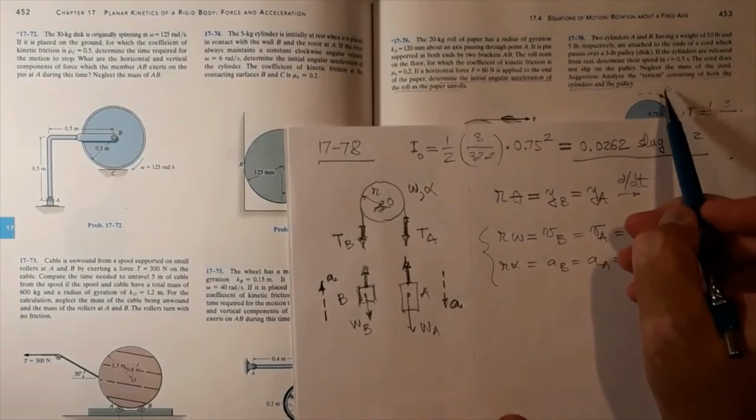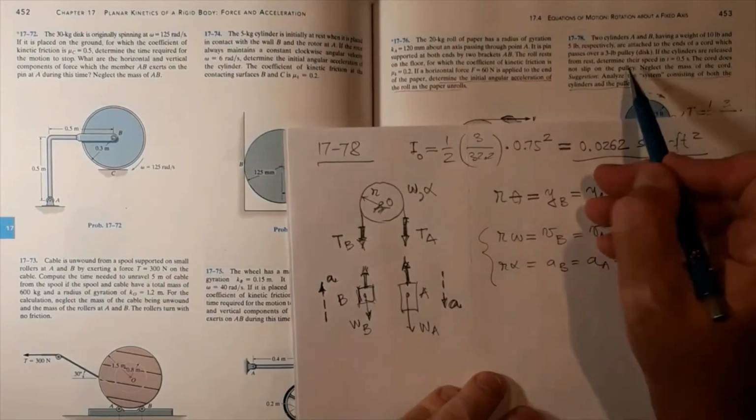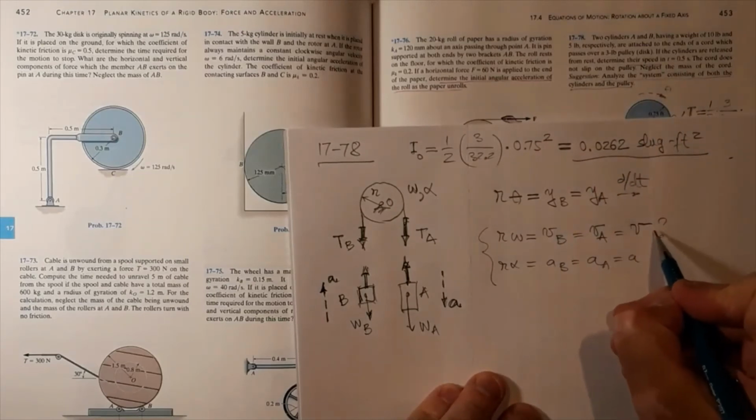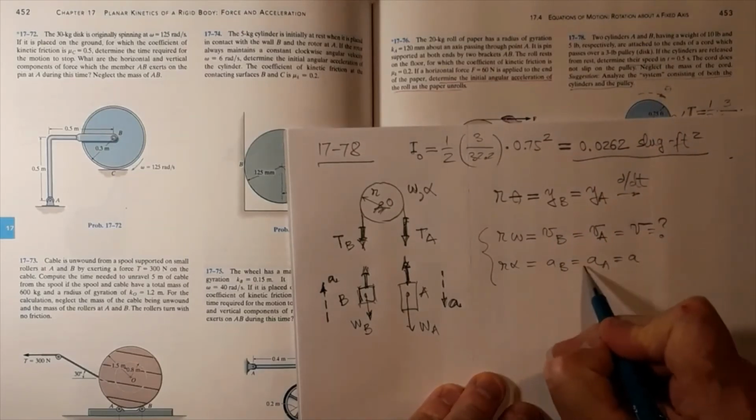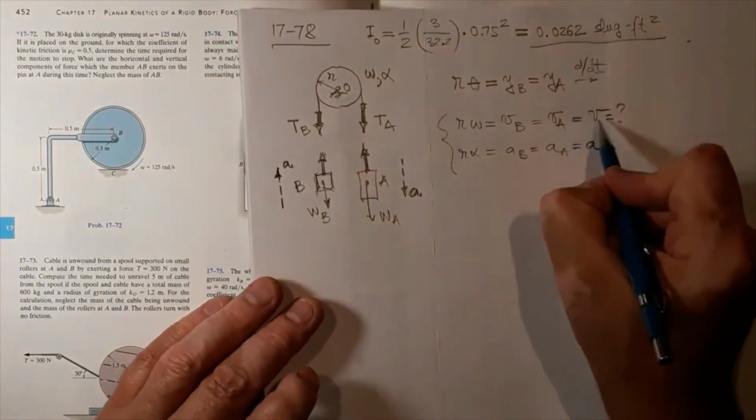So the problem says determine the speed. So we need to find V. This is what we need to find. Of course, the acceleration is also unknown, but we are asked to calculate V.